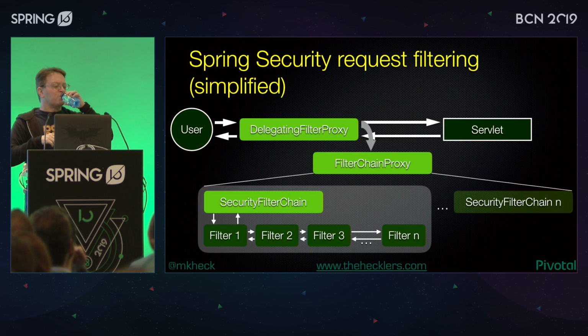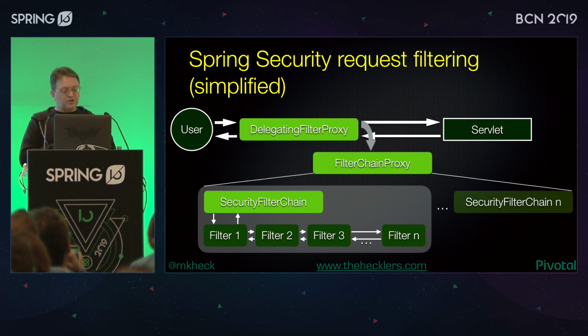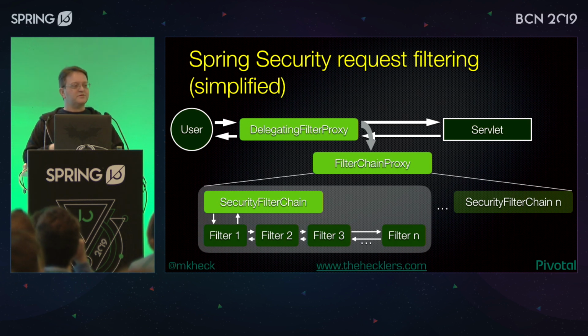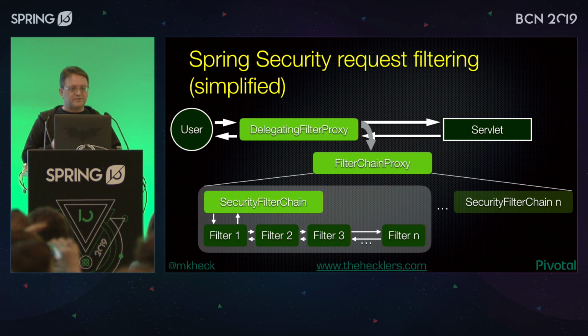So, the request filtering. And again, this is somewhat simplified, but it's pretty straightforward, right? A filter chain proxy comprises potentially multiple security filter chains. Typically, you'll have one, but you do have the possibility of having multiples. But in most cases, what you basically have is a series of filters that the request passes through until it makes that match or not. And then something happens, right? Again, simple concept, very neat and elegant execution.